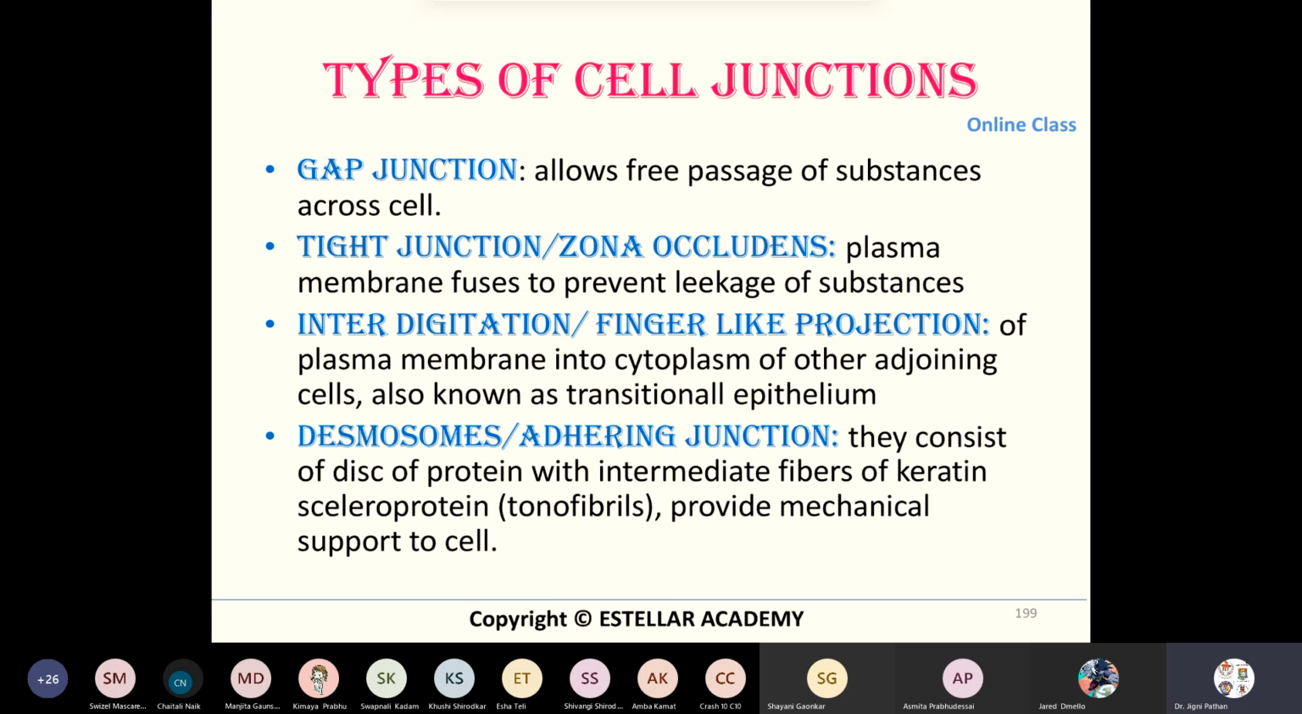With each other, the plasma membrane of one cell fuses with the other cell, so there is no leakage. Are you understanding? See, this is one cell membrane and this is the other cell membrane. Both fuse, so there is no leakage between the two. That's called tight junction. Interdigitation, I told you, is like when you interlock your fingers, something like that type of junction.